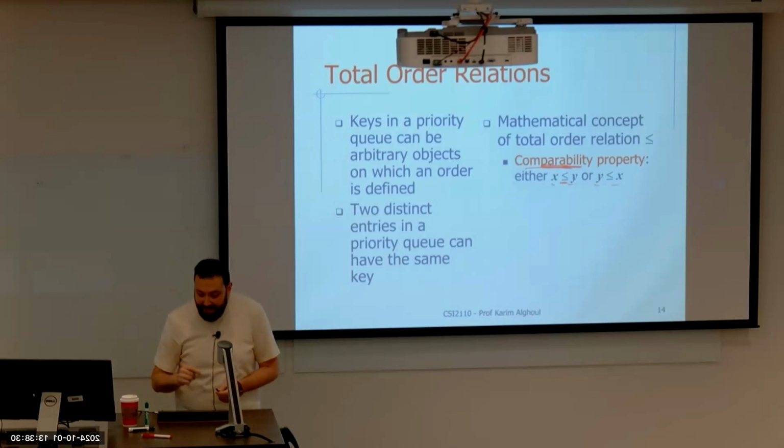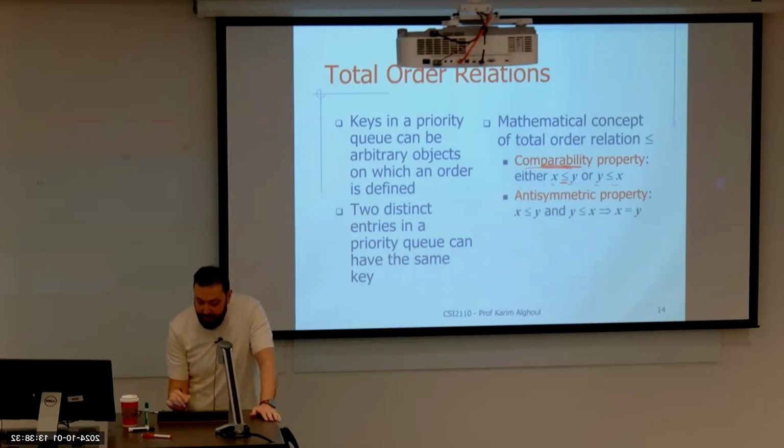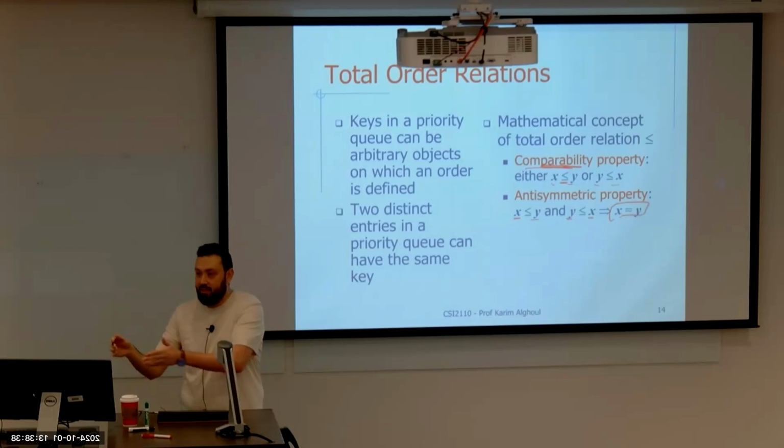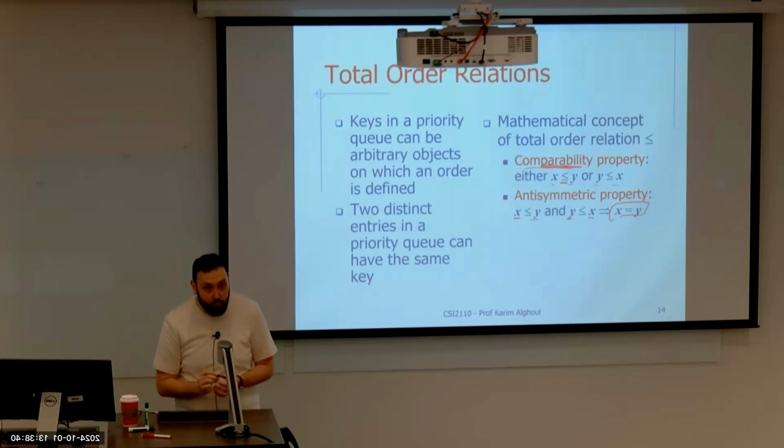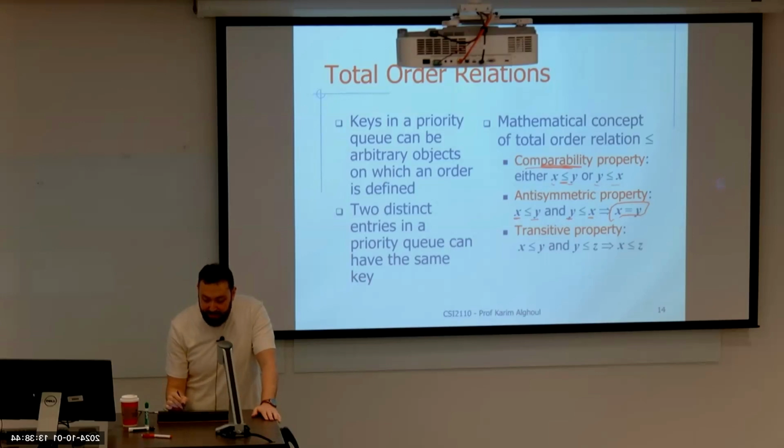Why? Because the second property is going to be this. If I have X less or equal than Y, and also Y less or equal than X, that means I can also say X equals Y. So I need to be able to reach this conclusion. The third one is what? Transitive property. If X is less than Y, Y is less than Z, I need to be able to conclude X is less than Z.